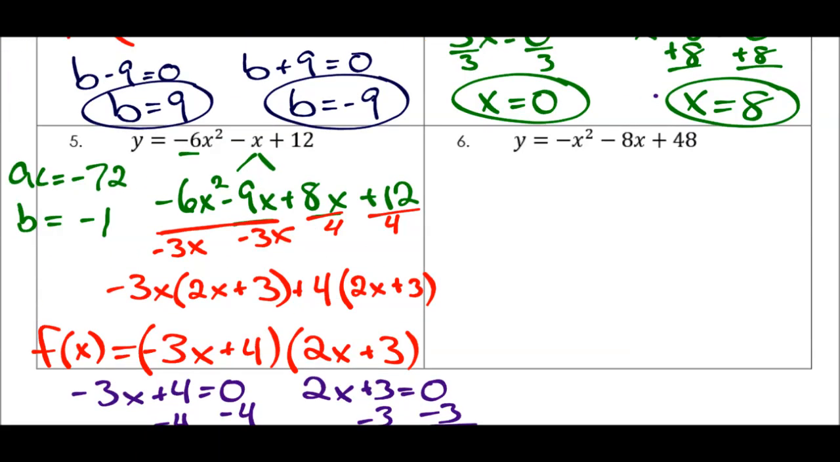Try that last one on your own. When we have a negative 1 here, you do need to think about a times c. So try factoring that on your own, and then setting each of those equal to 0 to find out the two solutions of that function.